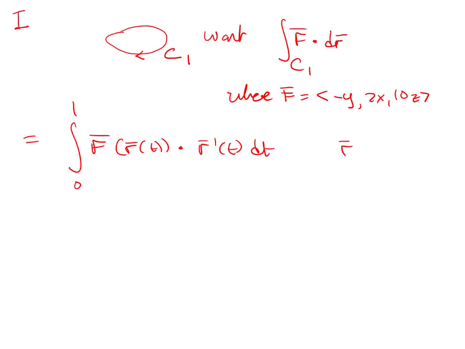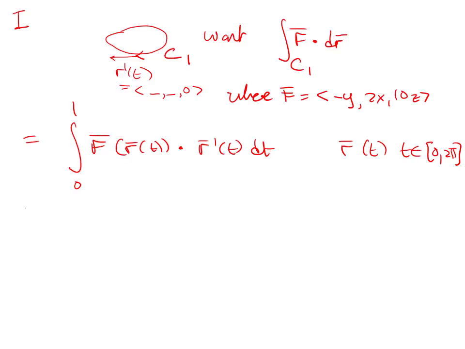Let's say the parameterization is 0 to 1 or 0 to 2 pi. The first thing to observe is that this r prime of t, which is the velocity, whatever it is, is something, something, and 0. It has no component in the z direction. And so what that means is that the z component of this vector field is totally irrelevant, right? It's just going to get multiplied by 0.